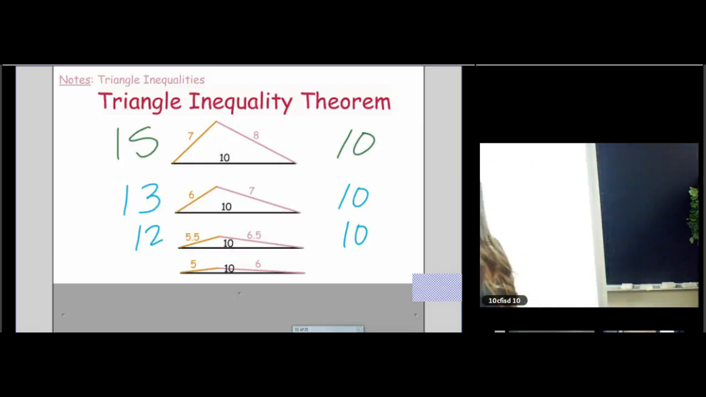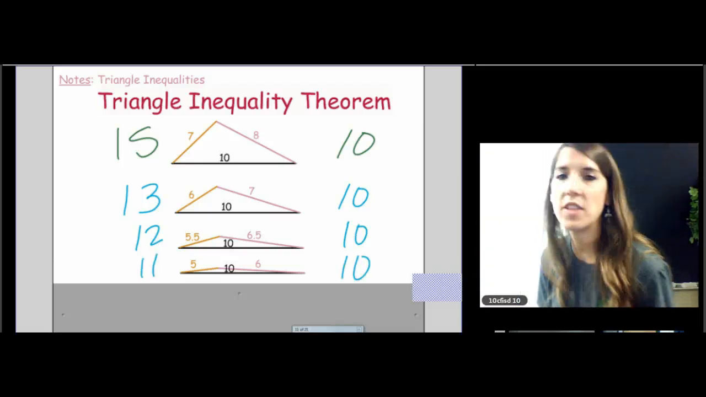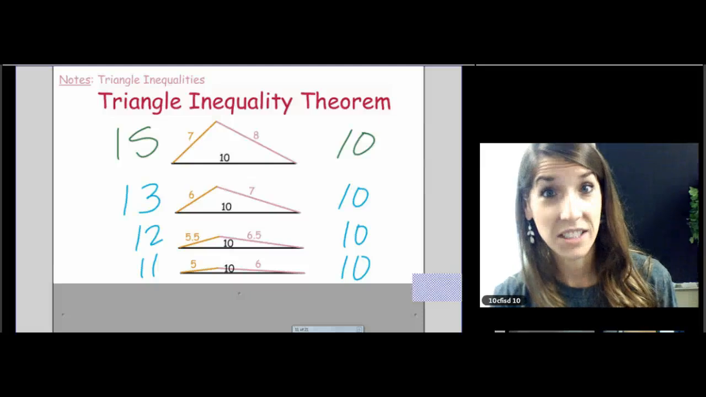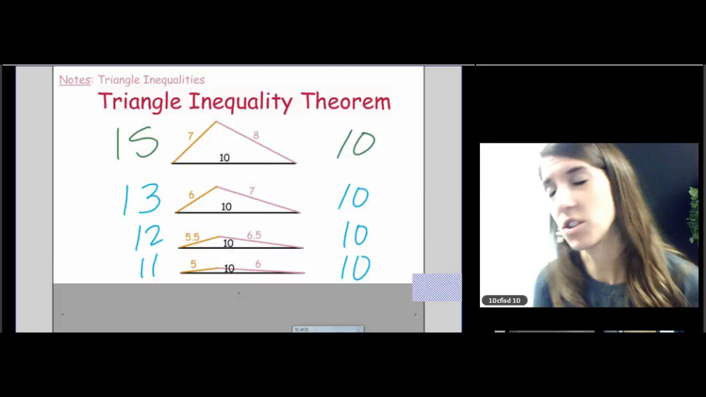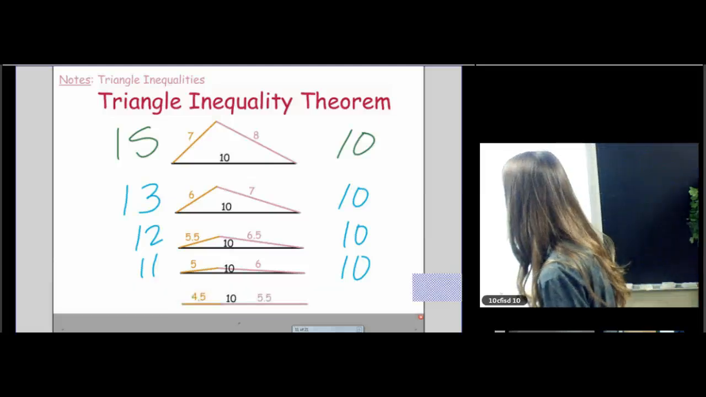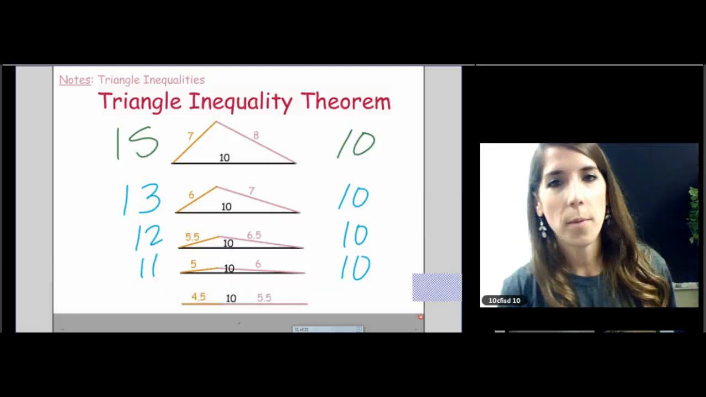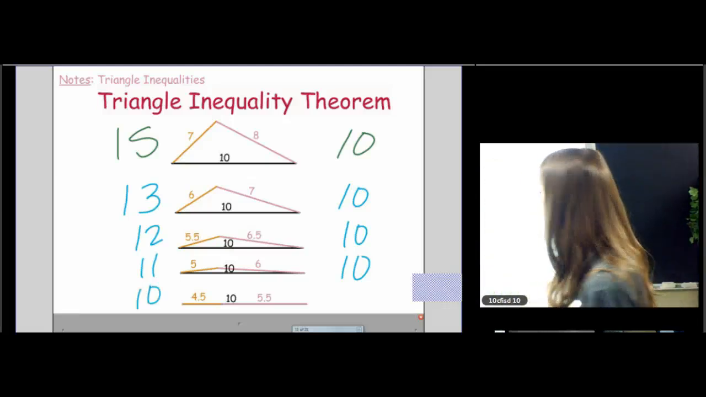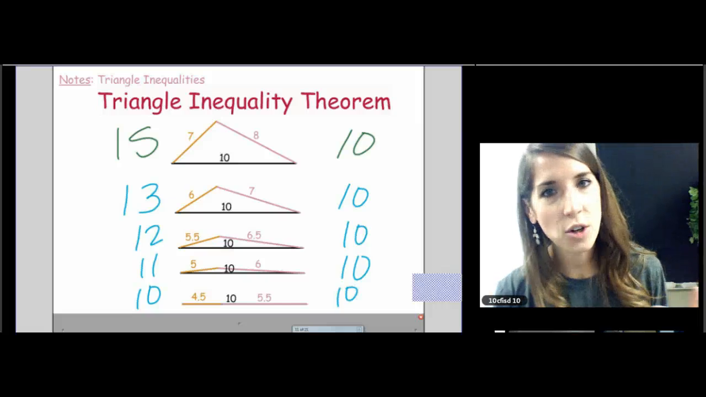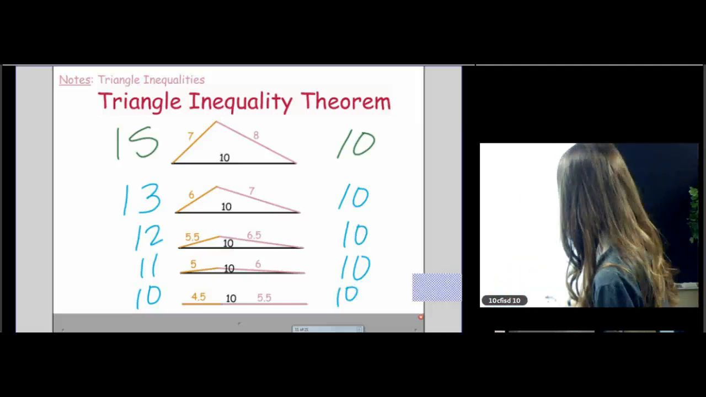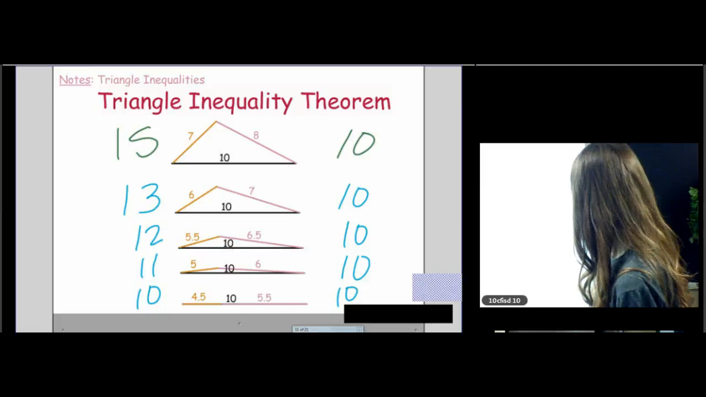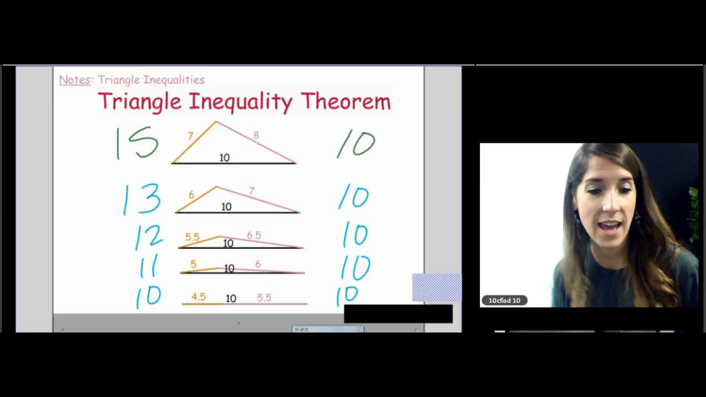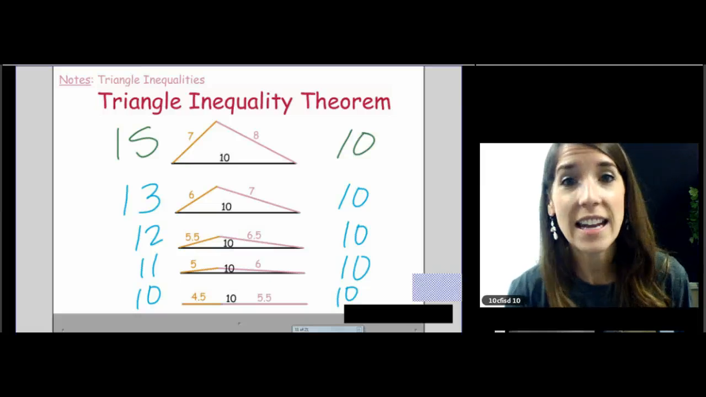5 plus 6 is 11. 11 is still bigger than 10. Is that still a triangle? It's a very obtuse triangle, but yes, it's a triangle. Uh-oh. 4.5 plus 5.5 is 10. 10 is equal to 10. Is that a triangle? You should be saying no. It is a line. It's a segment.